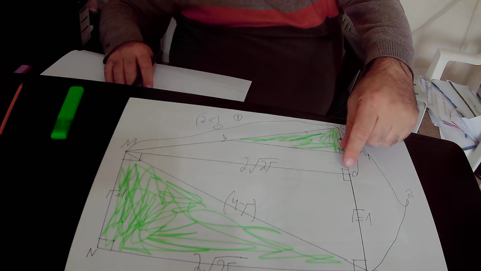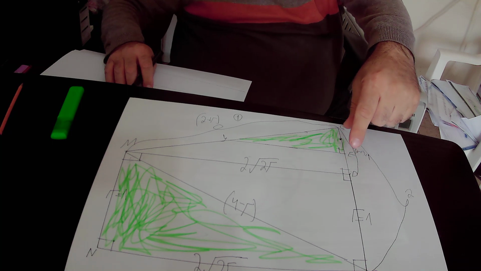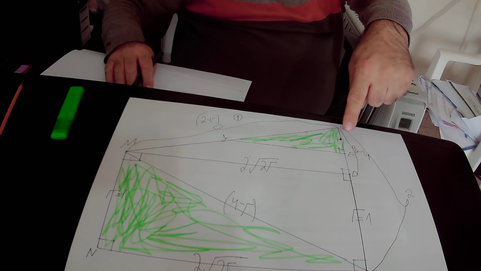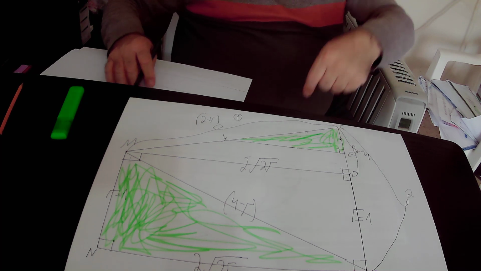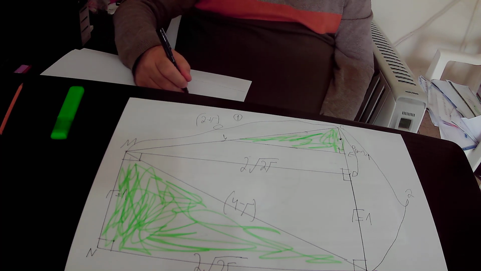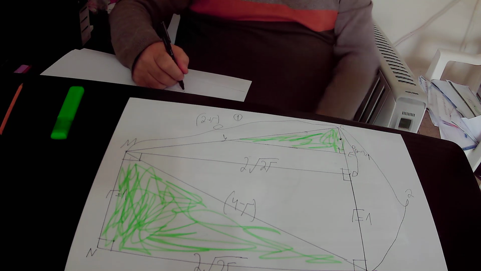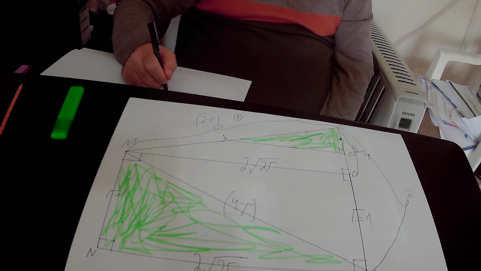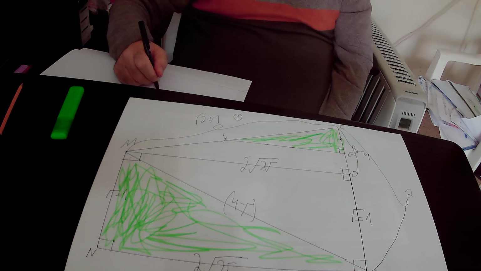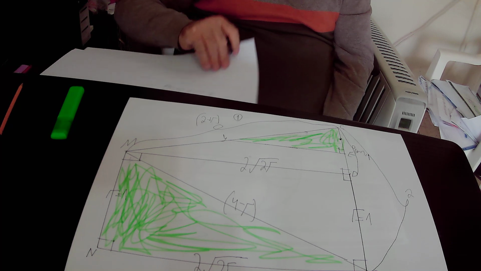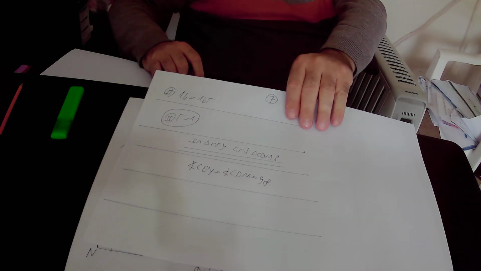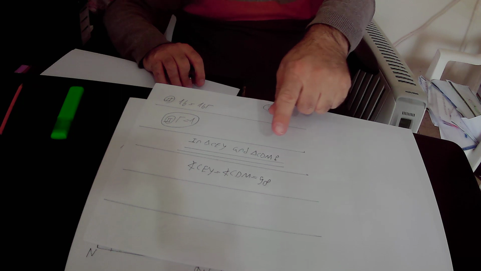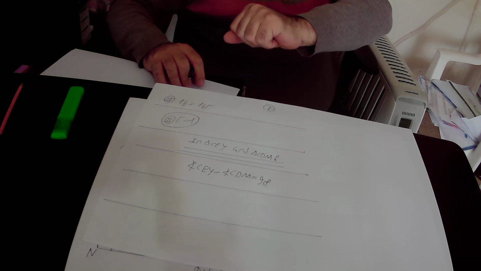Those two angles are right angles and they are equal to each other, so angle CYE in the green triangle equals angle CDM in triangle CDM, and both angles are right angles, they are equal to 90 degrees.